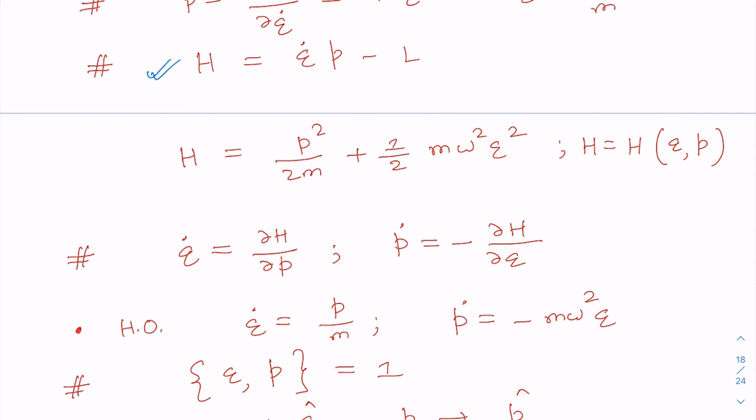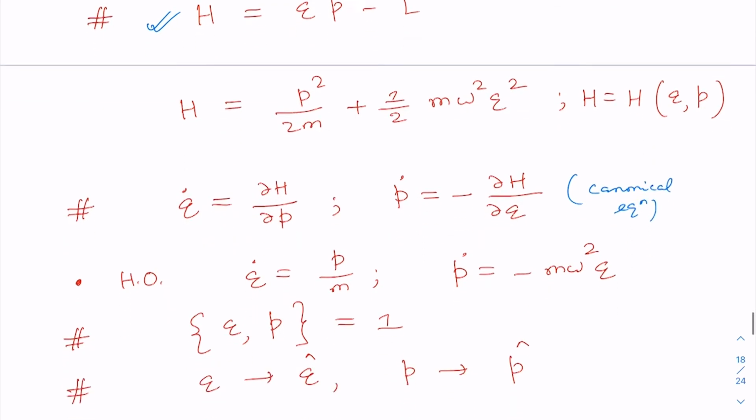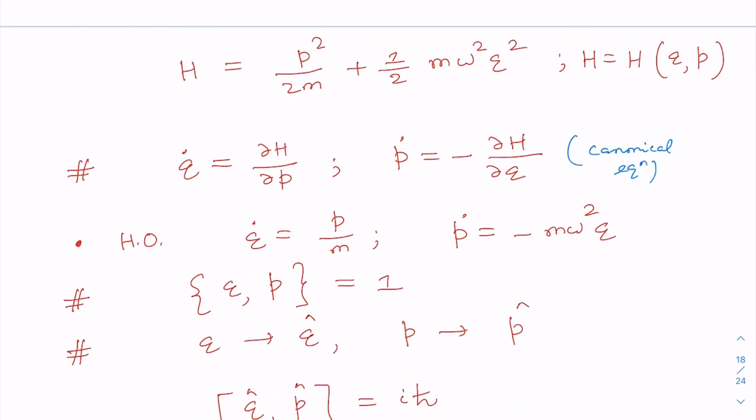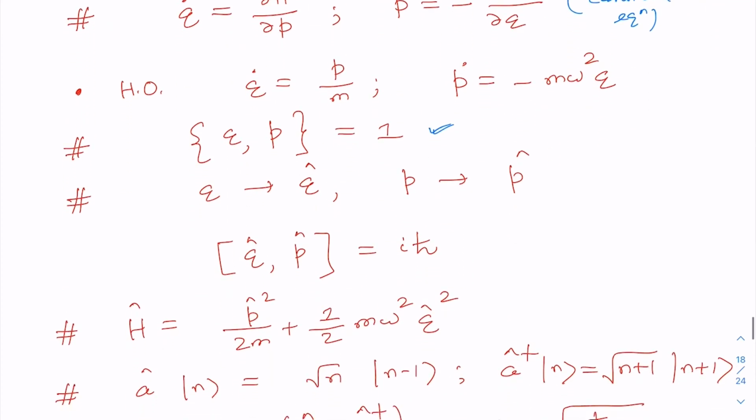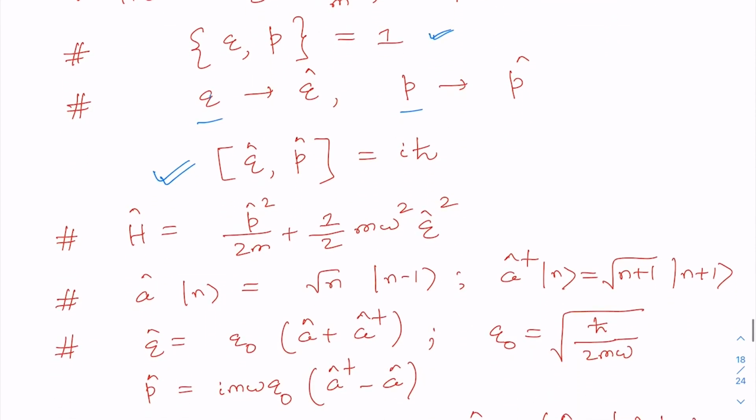The next step is to find the canonically conjugate variables. To do that we just have to find those variables which satisfy the so-called Hamilton's canonical equations of motion. If we find that, that will give us the canonically conjugate variables, and they satisfy the so-called Poisson bracket equation. Then quantization is straightforward. The canonically conjugate variables q and p are replaced by the corresponding operators, and the Poisson bracket is replaced by this commutation relation. Then we can just write down the Hamiltonian of the system. So this is basically the way.